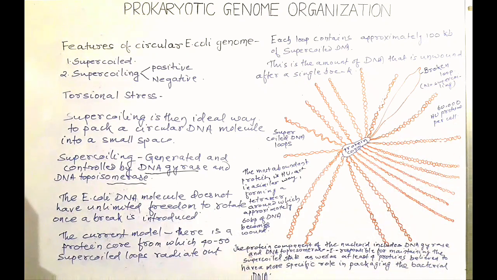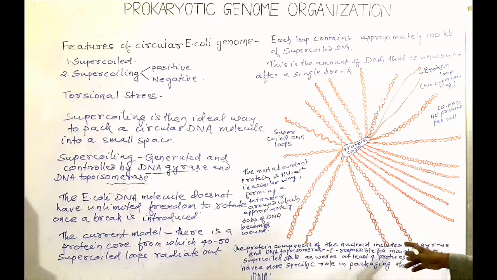Next important point is, like the eukaryotic genome, in prokaryotes also, the genome is packaged with the help of specific DNA binding proteins. What are the protein components of the nucleoid? The protein components of the nucleoid include DNA gyrase and DNA topoisomerase. DNA gyrase and DNA topoisomerase are the two enzymes that generate and control supercoiling.